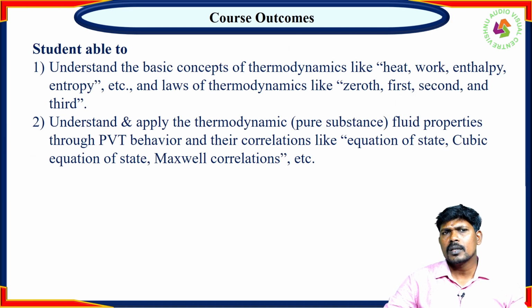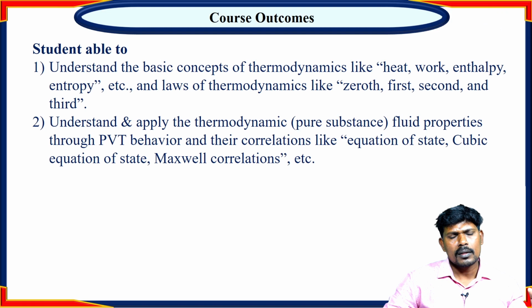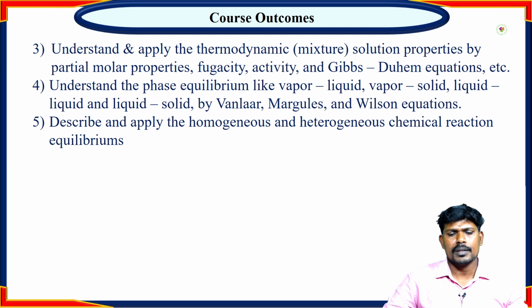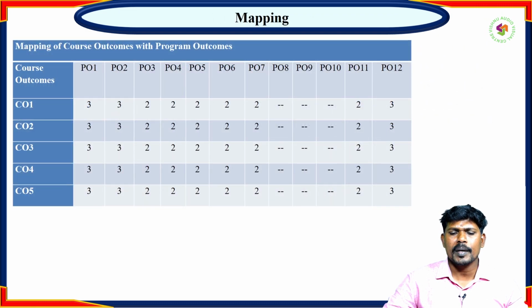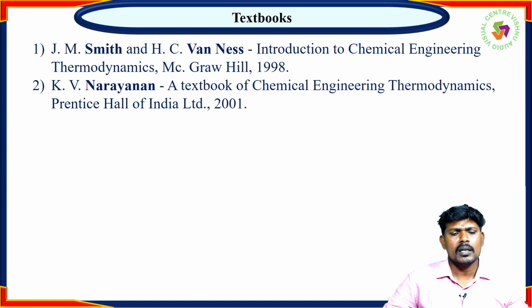So, the course outcomes: the student is able to understand all these objectives after the completion of every unit. This is a course mapping between the course outcomes and program outcomes. Here I am following two textbooks: Smith and Van Ness, Introduction to Chemical Engineering Thermodynamics, and K.V. Narayanan, an Indian author-based textbook, Chemical Engineering Thermodynamics.